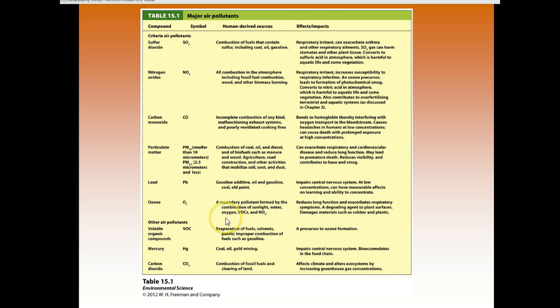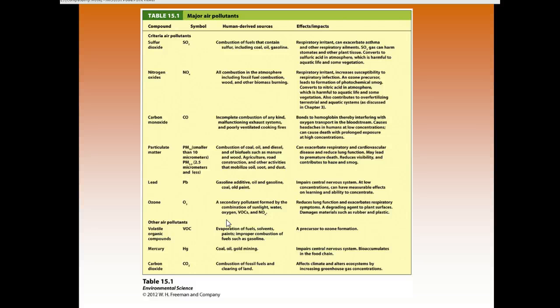Ozone: there are two kinds of pollutants, primary and secondary pollutants. Secondary pollutants happen when different chemicals are in the air and then they get exposed to sunlight, water, oxygen, things like that, and they do a chemical reaction. So ozone is a secondary pollutant.